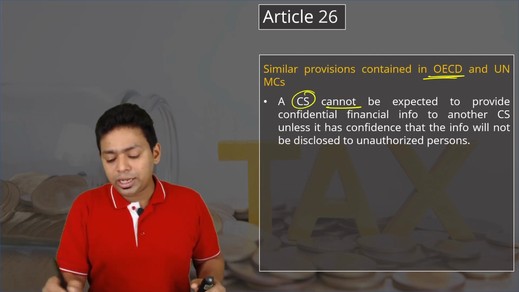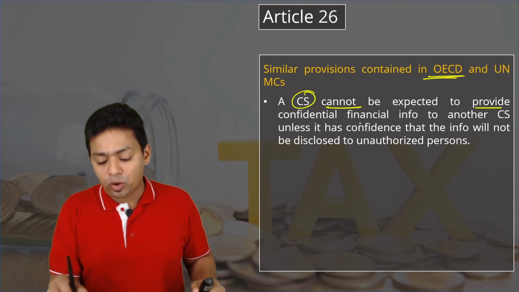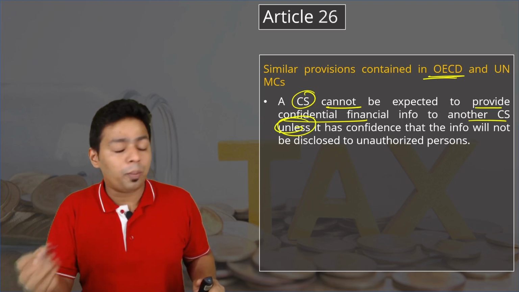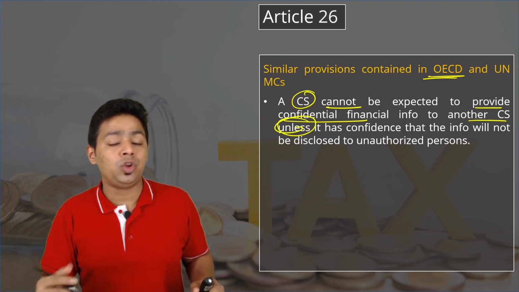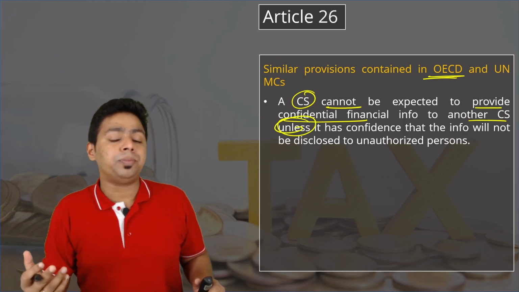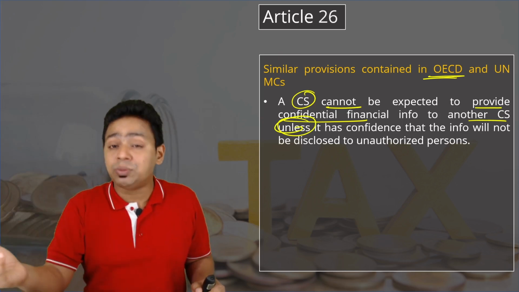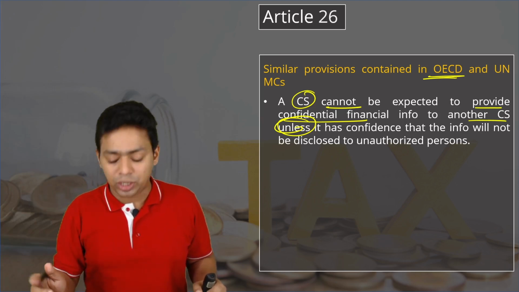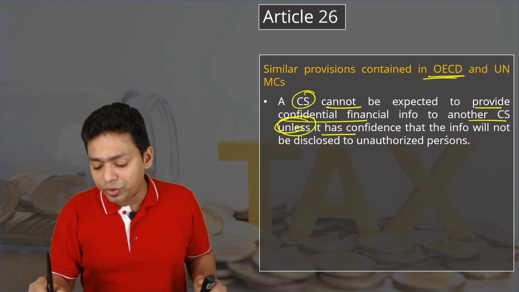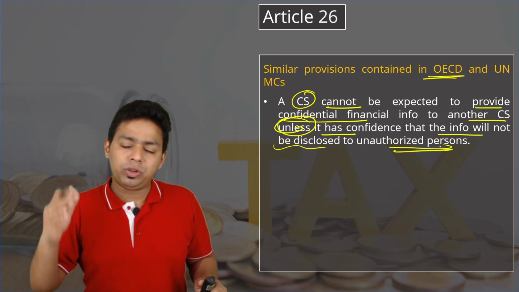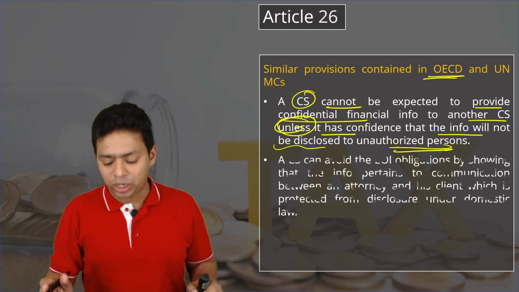A contracting state cannot be expected to provide confidential financial information to another contracting state unless it is confident of confidentiality. Obviously if it is confidential information, any random AO cannot just ask. An authorized person, maybe from the finance ministry, a higher authority, has to ask for confidential information, unless it has confidence that the information will not be disclosed to an unauthorized person. So with a lot of caution, they may share the confidential information.